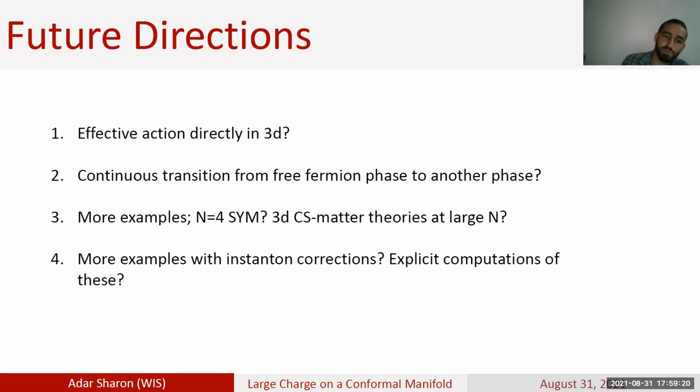I would also like to see more examples. We tried doing N equals 4 super Yang-Mills, which has a three-dimensional conformal manifold in N equals 1 terms, but this was a bit too complicated. It would also be nice to try to do the 3D Chern-Simons matter theories at large N. So these have a conformal manifold at large N, but I'm not sure one can do large charge in this case and still have a conformal manifold. The reason is that the conformal manifold exists only at large N, while for large charge you would do Q larger than N, and it's not clear that these two limits exactly commute. So there's a bit of a question whether these theories are a good example of this.